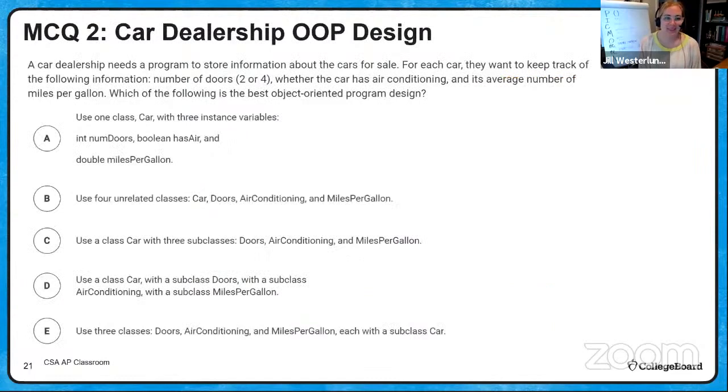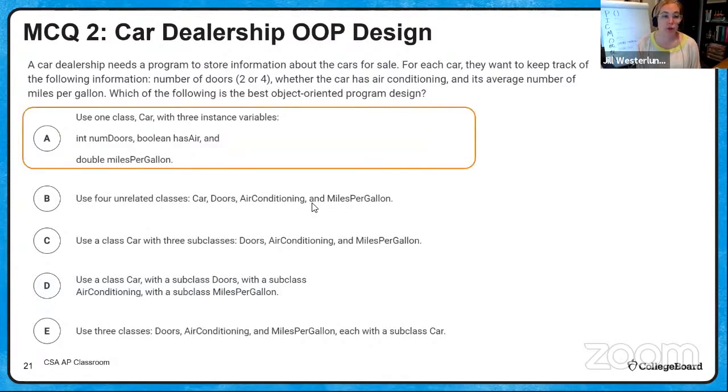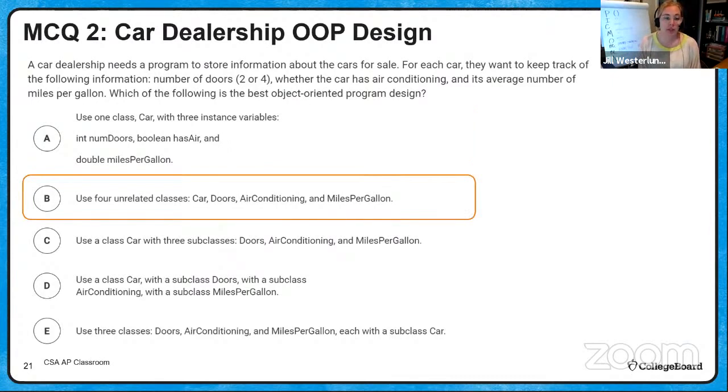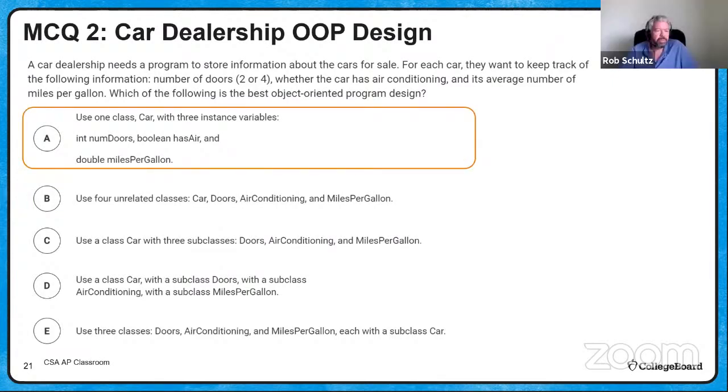Okay, there's the next one. All right, this one, car dealership, is a little bit of program design. So you're not really writing code here. You're just looking at this as a programmer, which you are, and thinking about what is the best way to solve this scenario in code. After you read it, Mr. Schultz can pop through the five answers so that you can distinguish one from the other. They kind of run together.